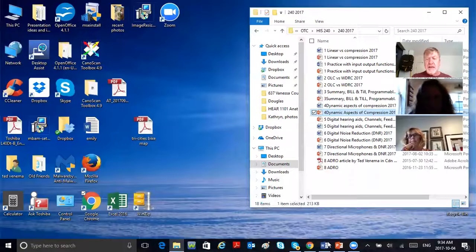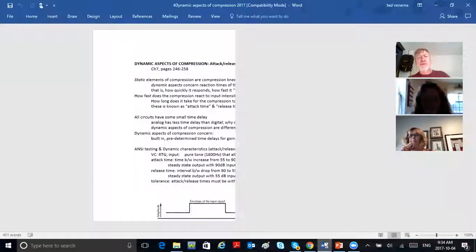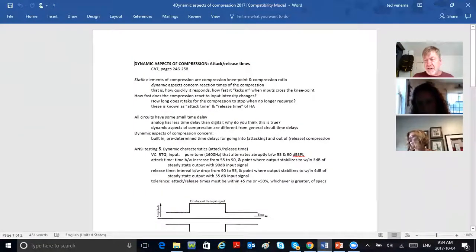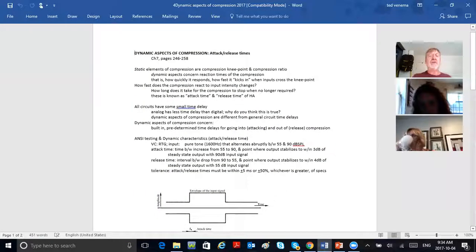So without any further ado, we'll share screen here, and I'll show you my notes. Okay, here we go. Dynamic aspects of compression.